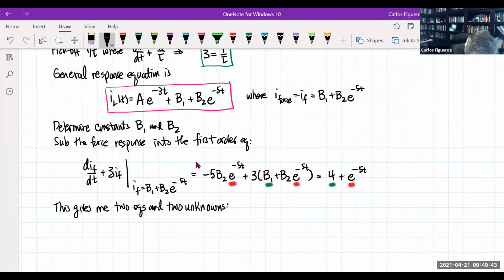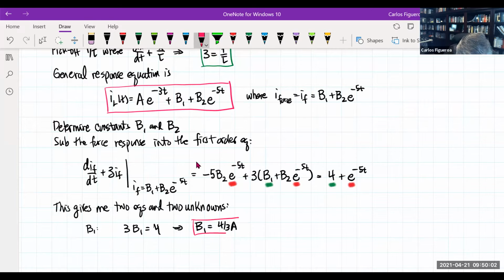So here I go. I'm going to get the B1 equation. If I look at the B1, it's talking about the green ones. So you could see here that I have to have what? 3B1 has to equal 4. So therefore, B1 has to be 4/3 amp. I now know one of the constants.